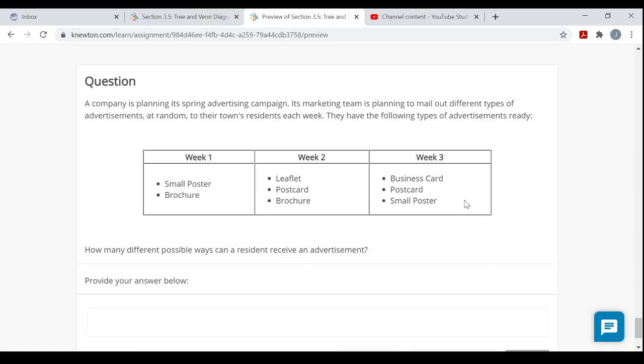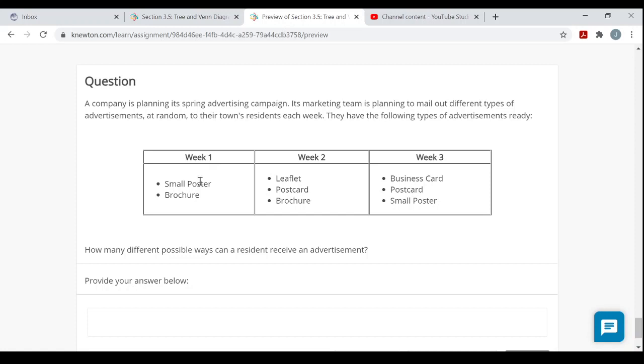Okay, so here, this one. A company is planning its spring advertising campaign. Its marketing team is planning to mail out different types of advertisements at random to their town's residents each week. They have the following types of advertisements ready.